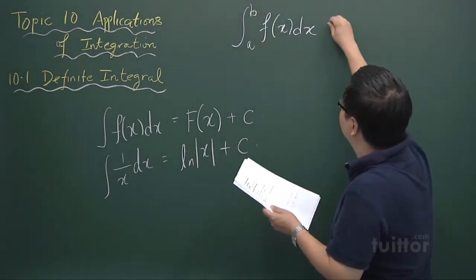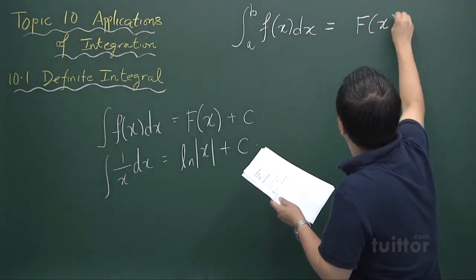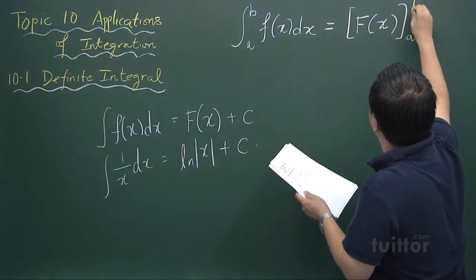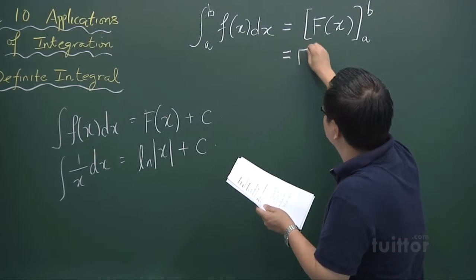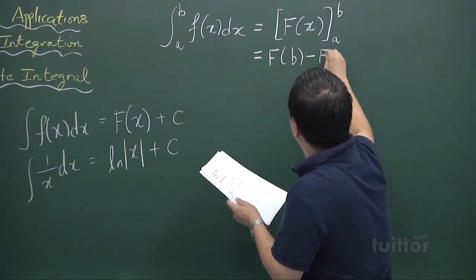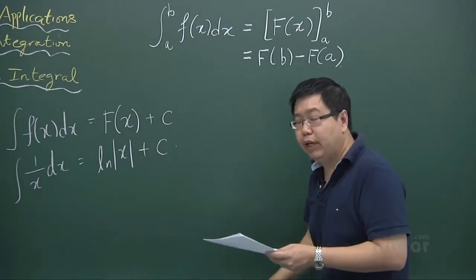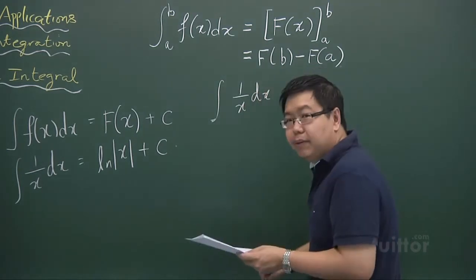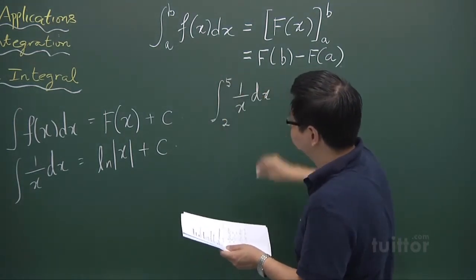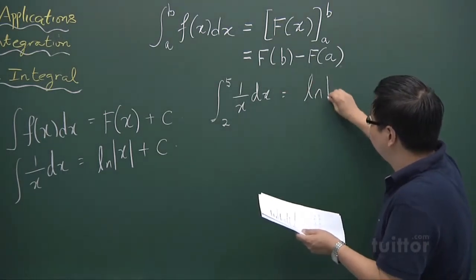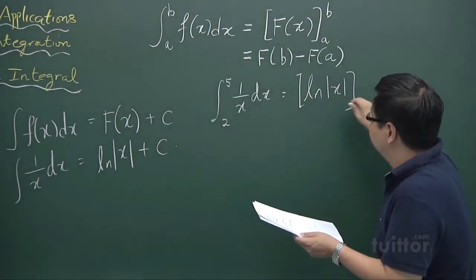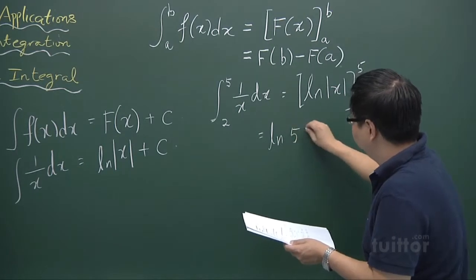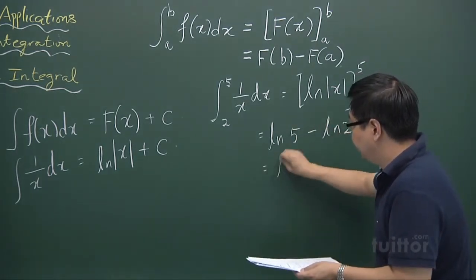In that case, we will first find the indefinite integral, and then substitute the two limits inside. So our final answer will be capital F(b) minus capital F(a). Just a quick example. Suppose we have to integrate 1 over x dx from x equals 2 to 5. In that case, it will be ln of modulus x from 2 to 5. And that will give me ln 5 minus ln 2, and hence ln 5 over 2.